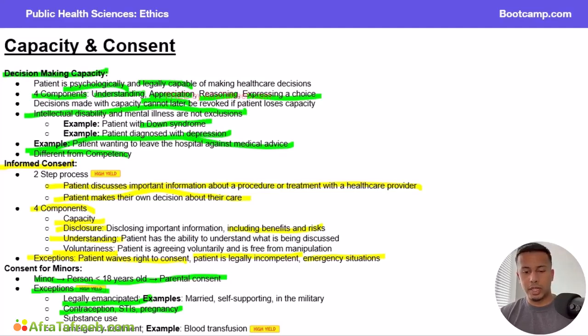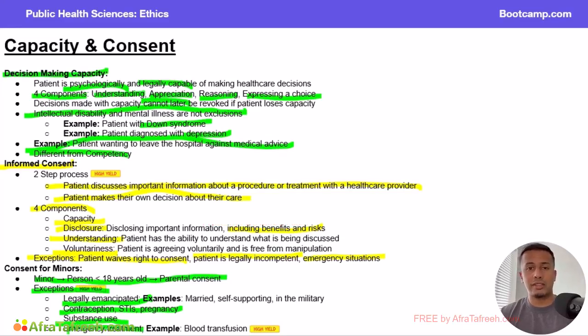The third exception here is going to be anything having to do with substance use. So if a patient comes in intoxicated, you can just get their consent for treatment rather than needing to call their parents or their guardian, because it is also one of those exceptions. Then the last one here is for any type of emergency treatment. And a really common example of this is a blood transfusion.